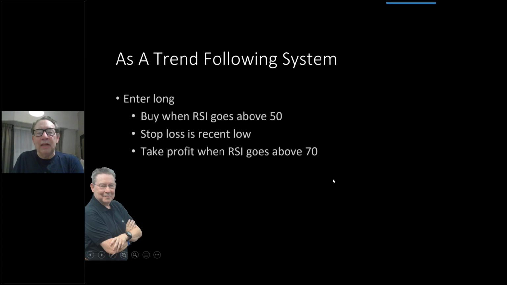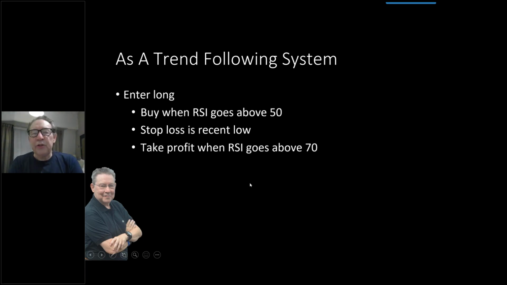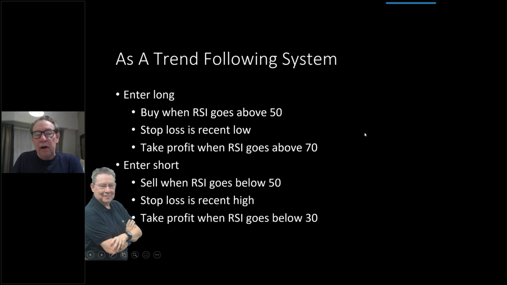So let's talk about this. How about using it as a trend following system? Simple rules. Buy when the RSI goes above 50. The stop loss, pick a recent low, and then take profits when RSI goes above 70. Now, this is actually a profitable system, and nobody uses it, so you'll be the only one using it. How about that? Or we could go short. Sell when the RSI goes below 50. Stop loss is a recent high, and then take profits when the RSI goes below 30.